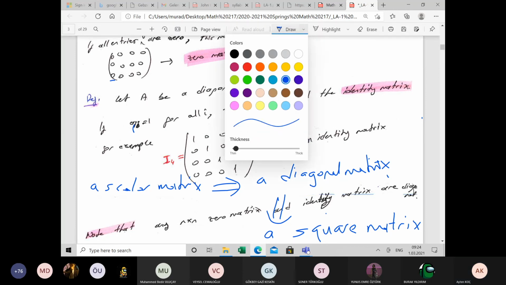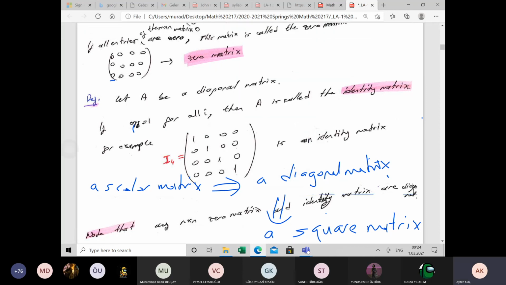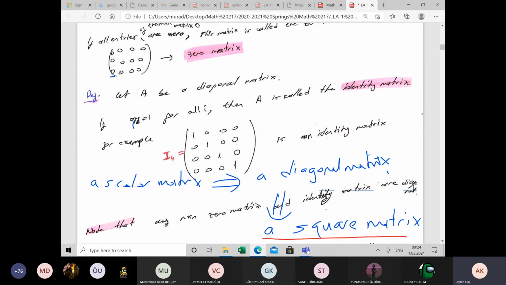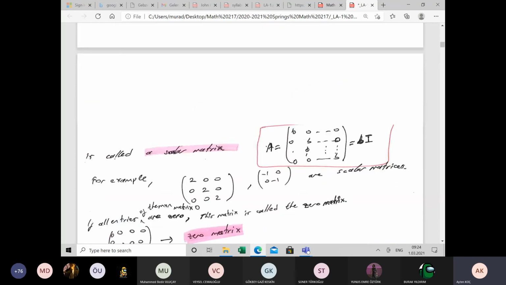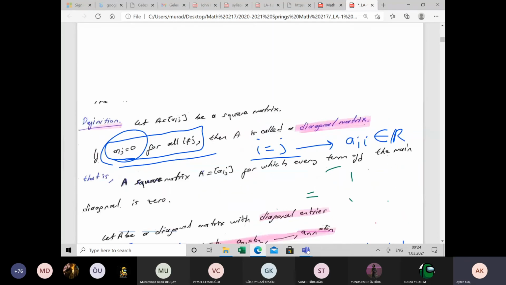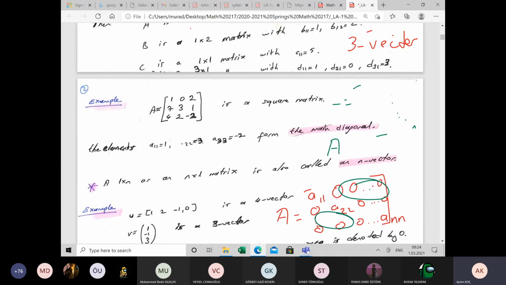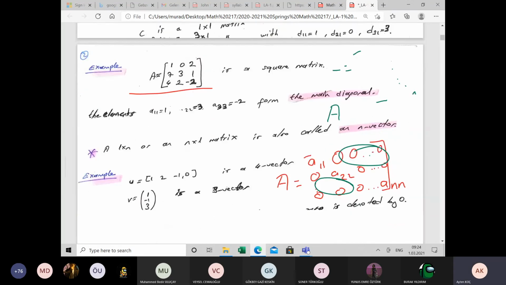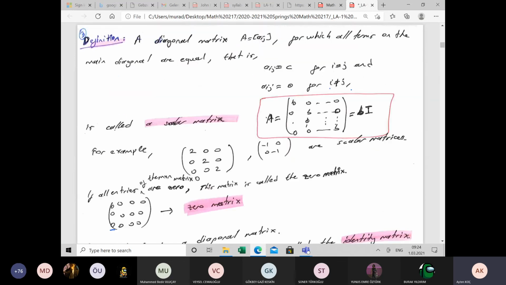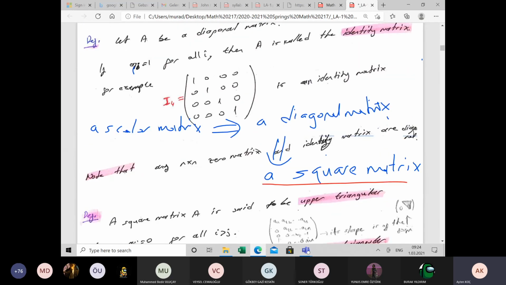And then the natural question: is every square matrix a diagonal matrix? No. No, because let's come back to the example. This one is a square matrix, but not diagonal. So let's come back to our statement. In this direction, it is not true.